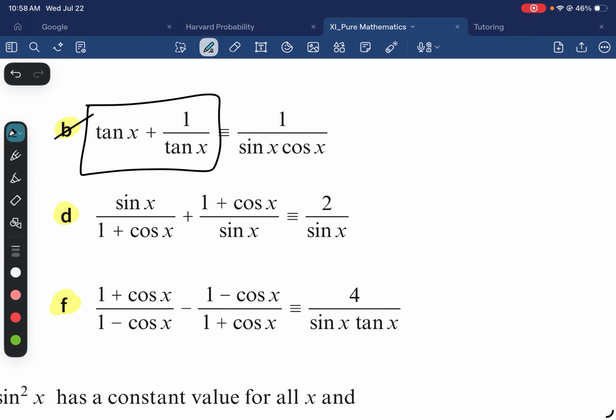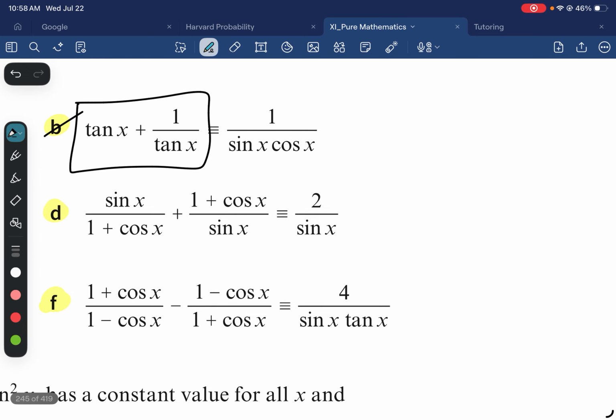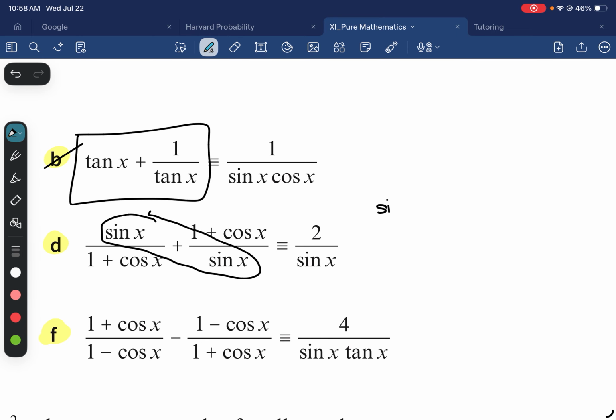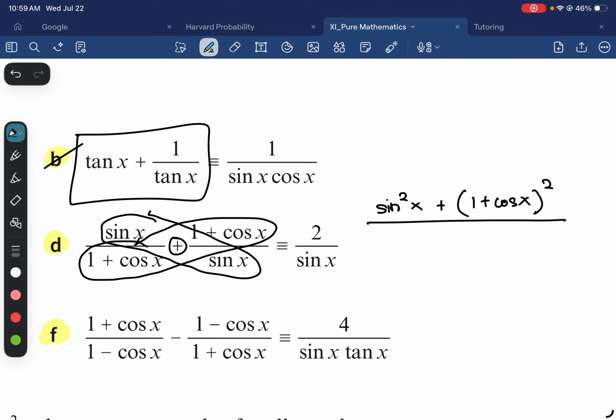Just write it as one fraction. Let's see what happens. You multiply these two together, you get sine squared x. You multiply these two together, you keep your middle sign, so you have 1 plus cos x squared divided by, you multiply your two denominators together. So sine x times 1 plus cos x.